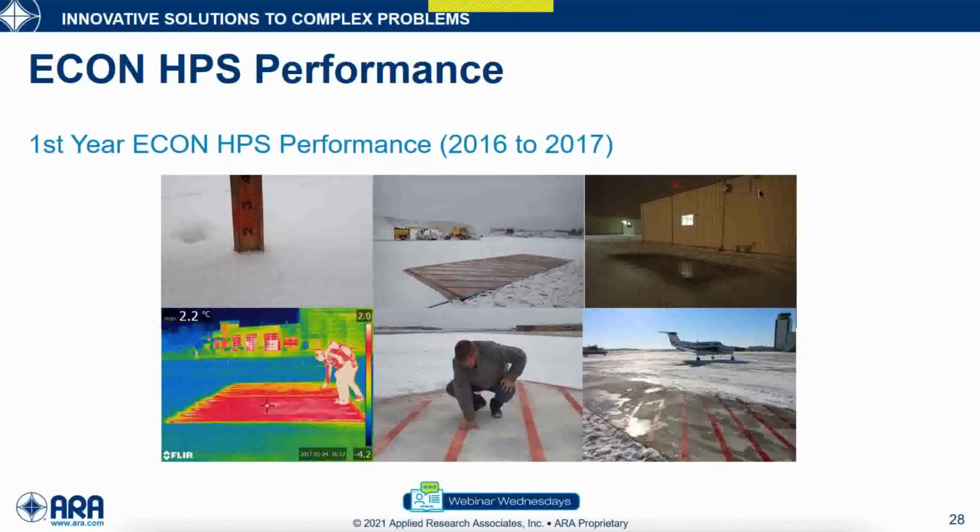So this is the first performance. This one was in December 2016. We had about 1.5 inches of snow accumulation. So we turned the system on in advance. I think about an hour in advance. And as you can see, snow accumulated on all of that slab except for the ECON slab.